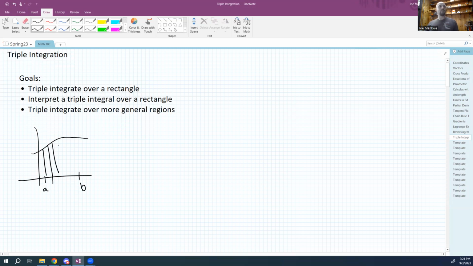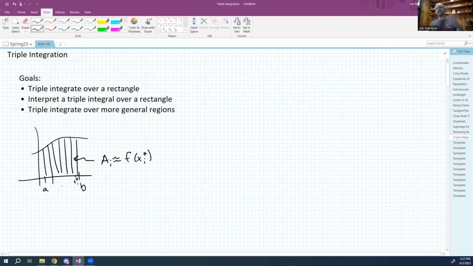I make a whole ton of these little rectangles. And then I go, oh, this little rectangle right here, the area of that is approximated by something about how high it is. So we take a particular point in that interval, like down here at the base, right? Pick a special point down there.